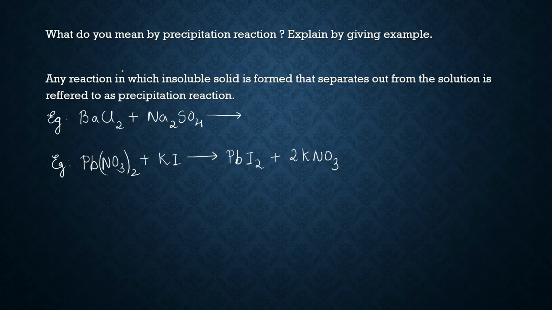Next. What do you mean by a precipitation reaction? Okay, just discussed, any reaction in which a precipitate is formed. Insoluble solid in the sense precipitate. Any reaction in which a precipitate is formed is referred to as the precipitation reaction. Okay, this is the same equation which we just discussed. It leads to the formation of barium sulfate, a white colored PPT, that is precipitate, and sodium chloride. So this is your white precipitate.